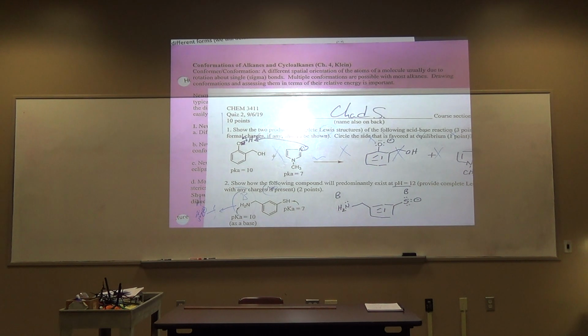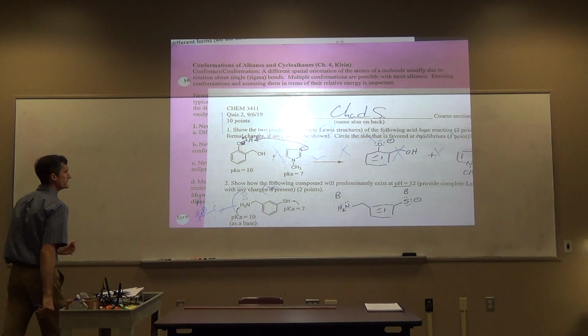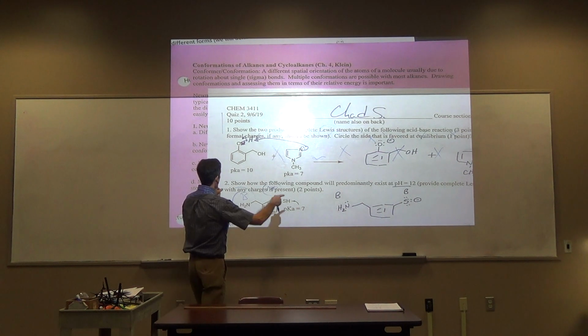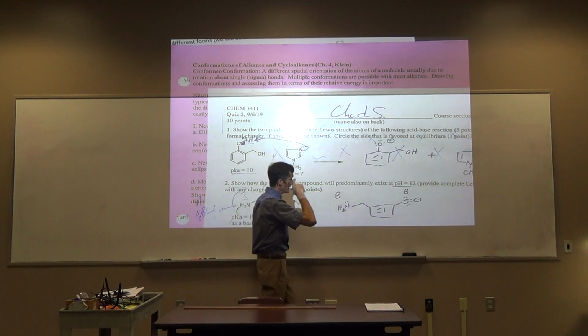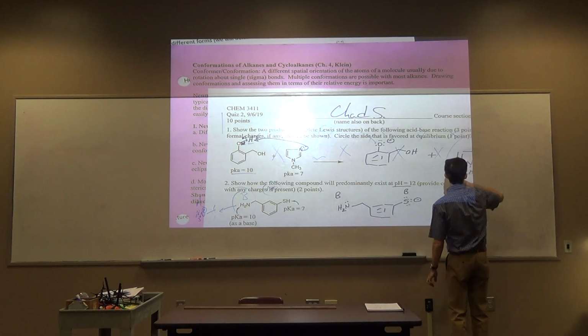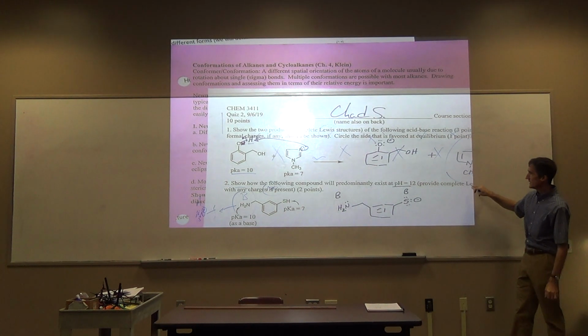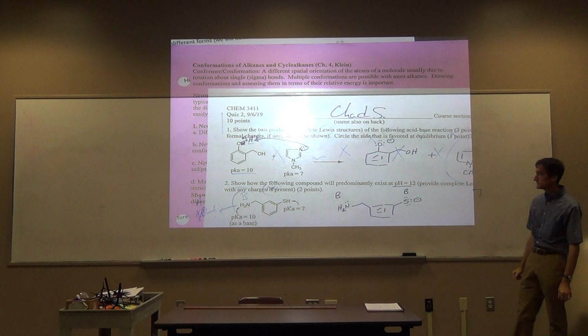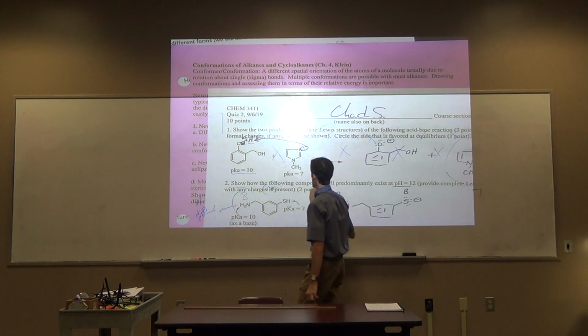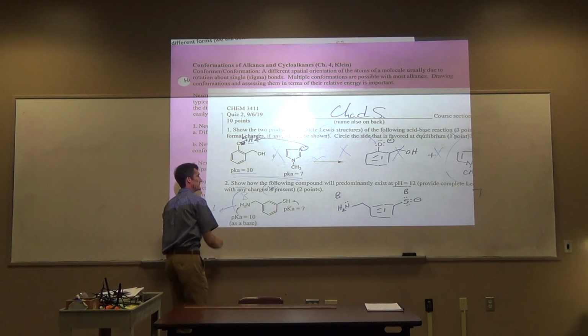Question: for the first one, which side of the equilibrium is favored? The product. Oh, we didn't do that. Which side is favored? The right side, because of the lower pKa. What's the acid over here? The thing with the H. What's its pKa? 10. What's the acid over here? The thing with the H. Doesn't that now have the H? Yeah. What's its pKa? 7. Which is favored, 10 or 7? The lower pKa. No, the higher pKa is the weaker acid. The weaker acid is favored. So this side is actually favored. Base.